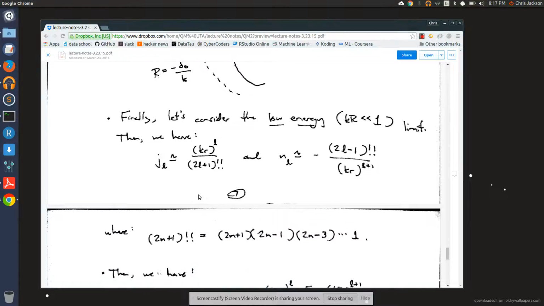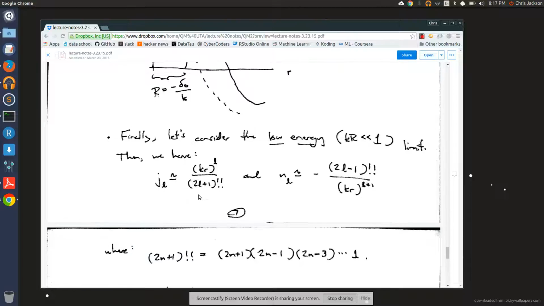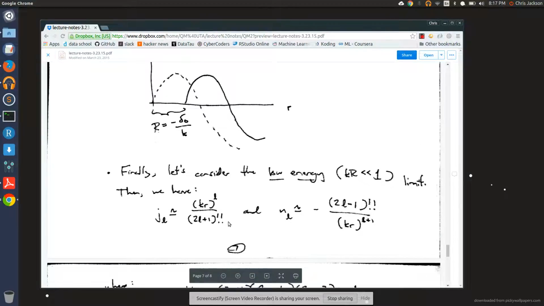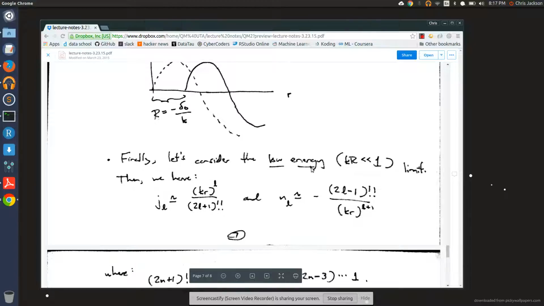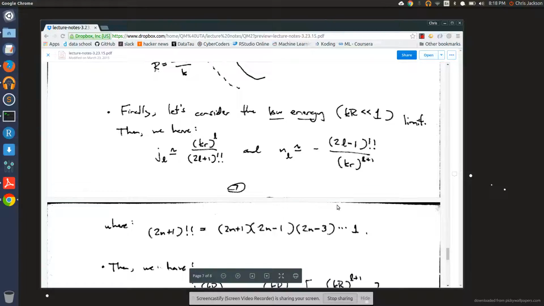what am I doing here? We want to rewrite the spherical Bessel and spherical Neumann functions in terms of the small KR limit, right? And in that case, you can write them in this kind of funky way. So it's KR to the L, and then (2L plus 1) double factorial, okay? And then something similar for the Neumann function.